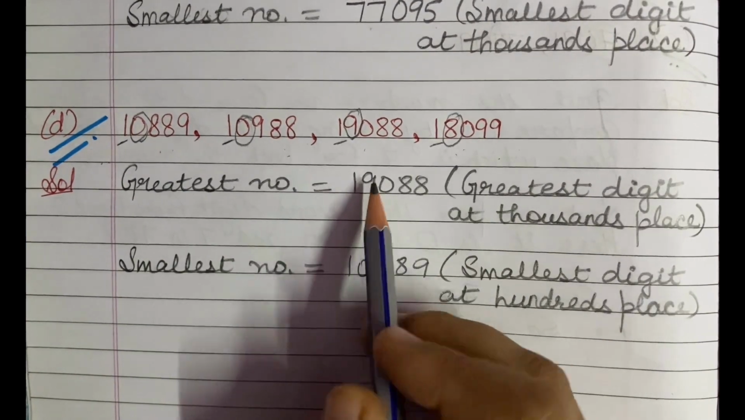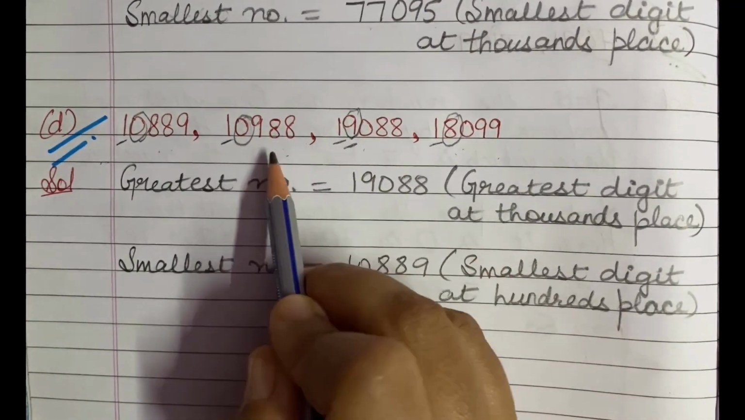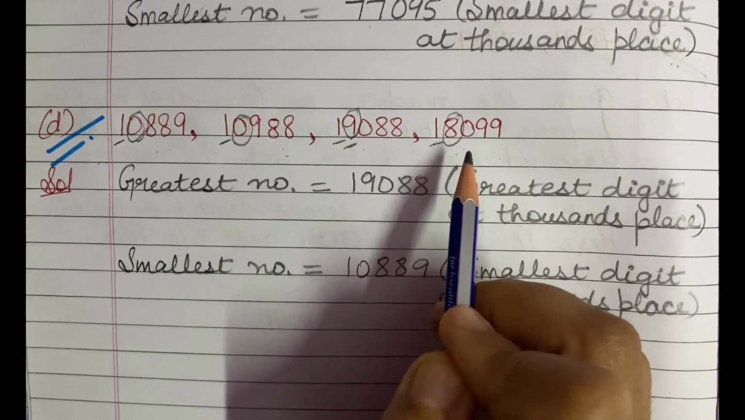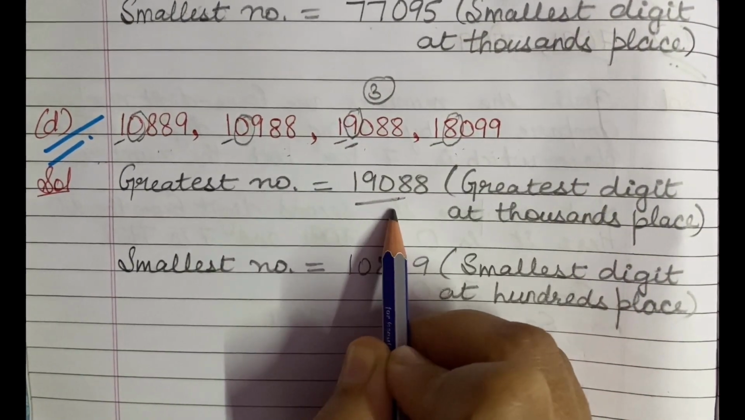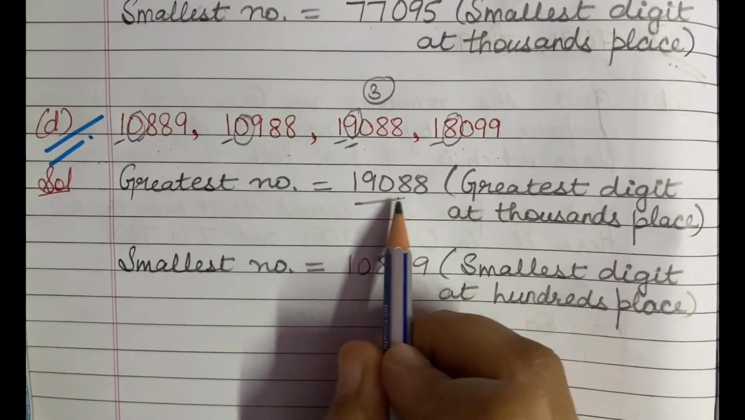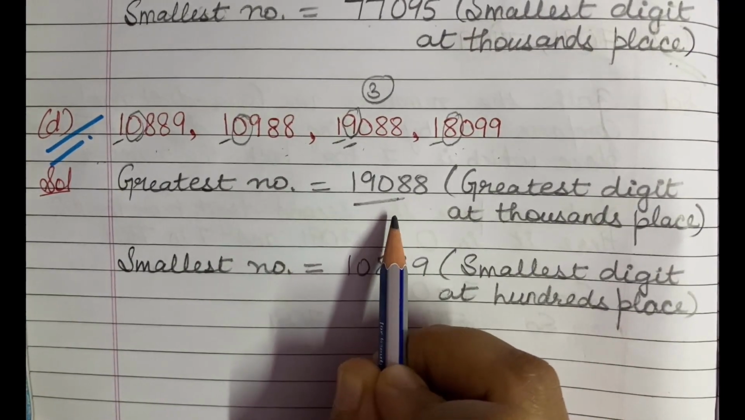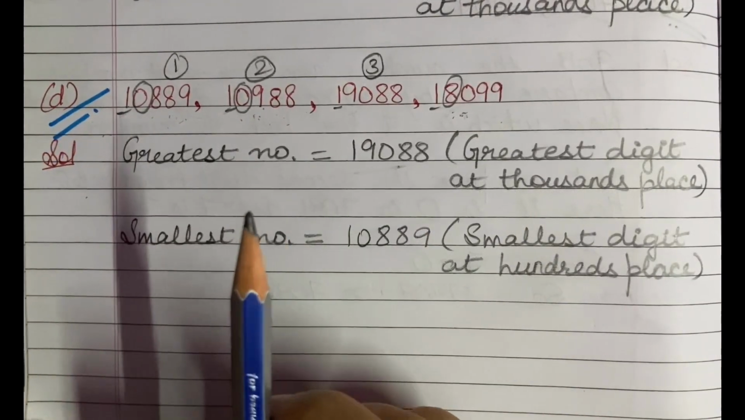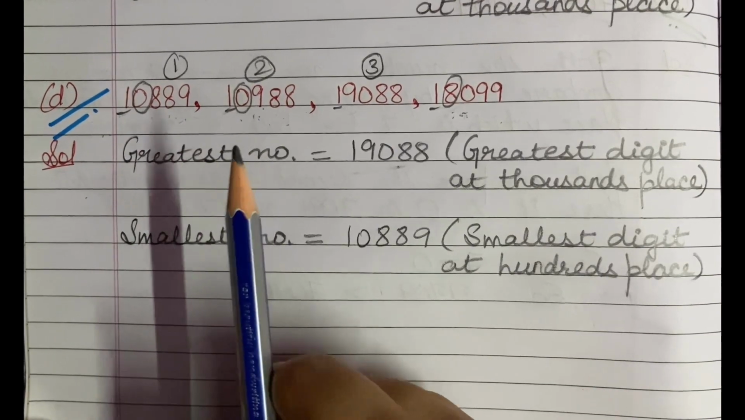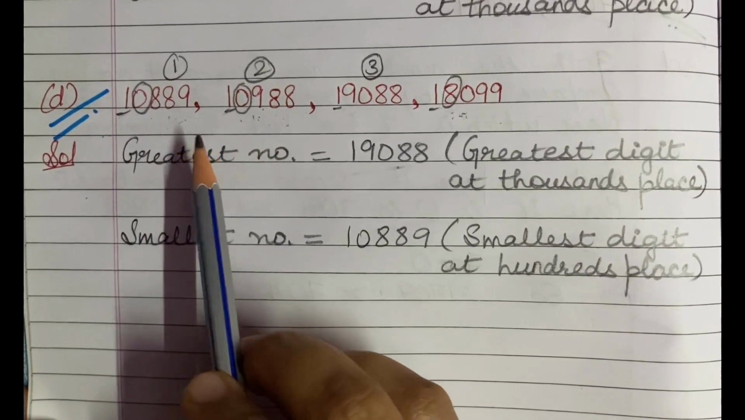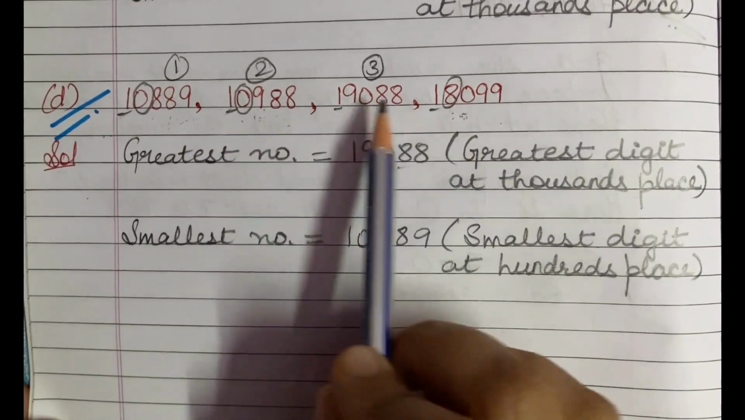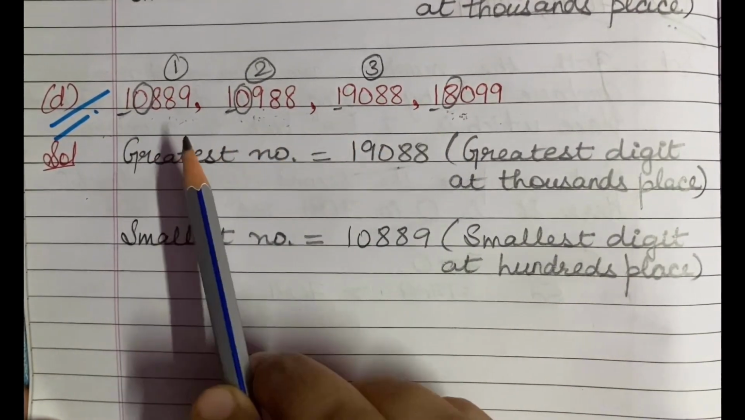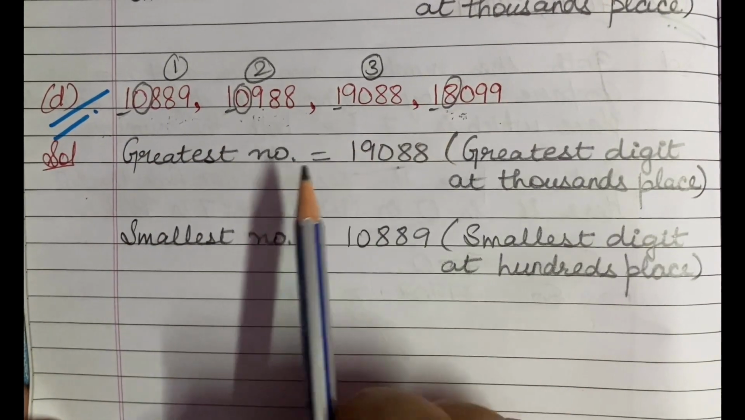And you know that 9 is greater than 0 and 8. So this means this third number is the greater one. That means 19,088 is the greatest number. And to find the smallest number, we will look at the digit at the thousands place of first, second and fourth number. And in first, second and fourth number, we are having 0, 0 and 8 at the thousands place.